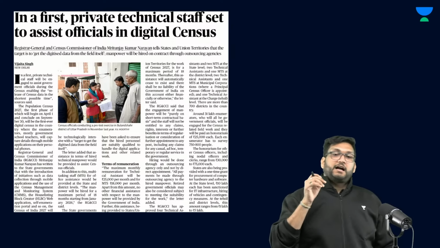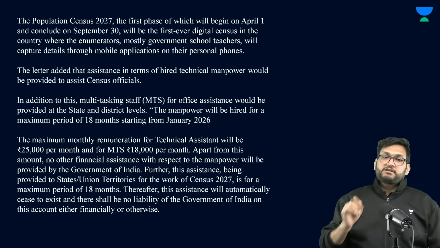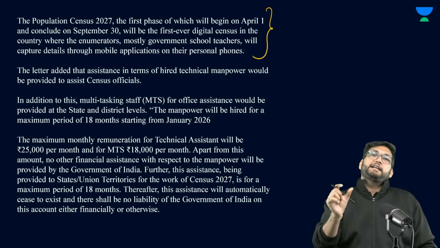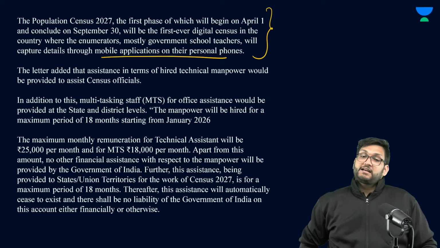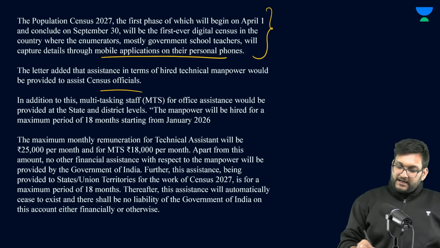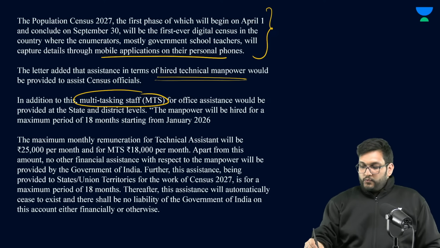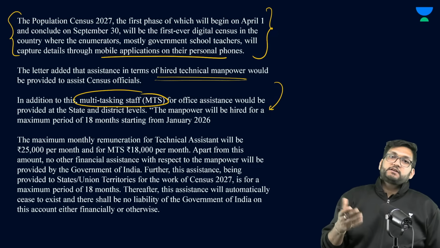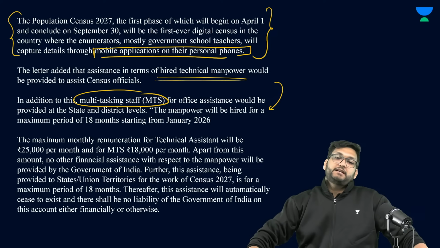The last discussion which we will have is with regard to the census which is going to happen next year. Now, the census commissioner has rolled out a specific position for 18 months within the census process, which is for the digital census. For the first ever digital census, they want multi-task force digitally literate men, meaning hiring technical manpower which will help the school teachers and the government officers, or generally the census officers, to use the mobile application for capturing the data itself.